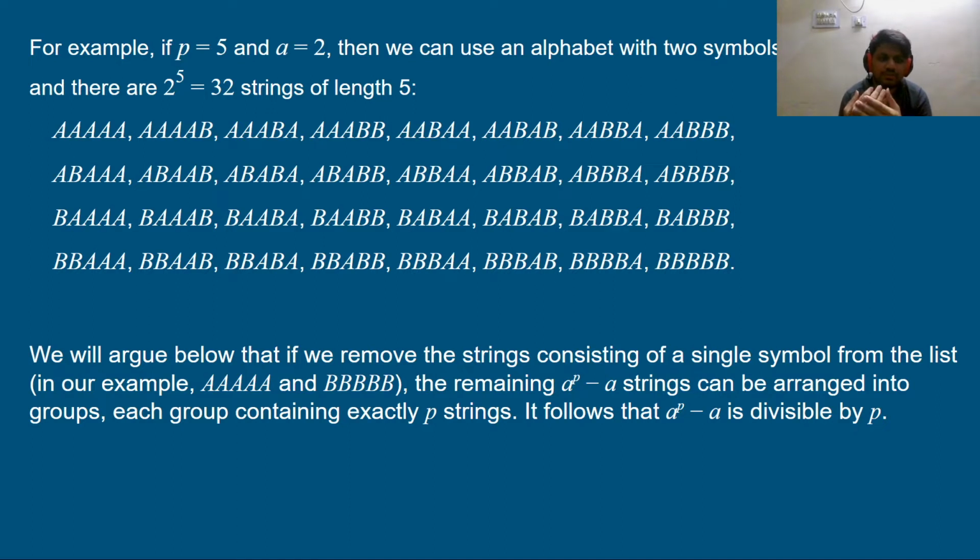We will argue below that if we remove the strings consisting of a single symbol from the list, for example, if you remove AAAAA and BBBBB, the remaining a^p minus a strings can be arranged into groups, each group containing exactly p strings. It follows that a^p minus a is divisible by p.